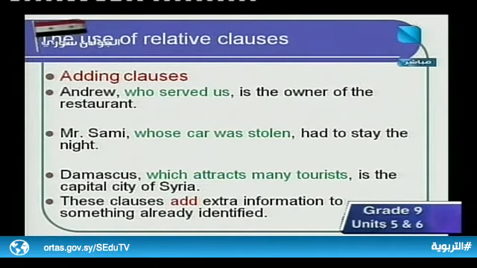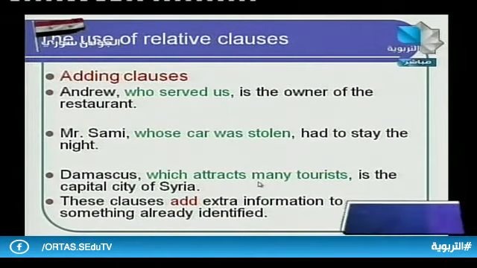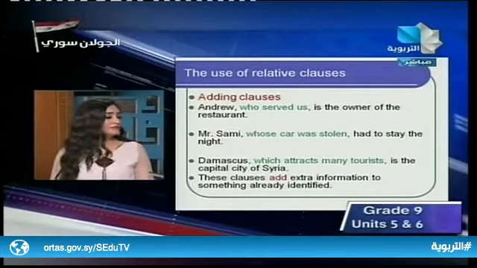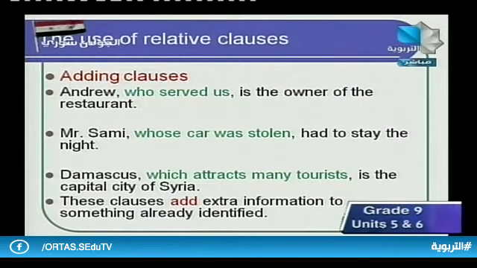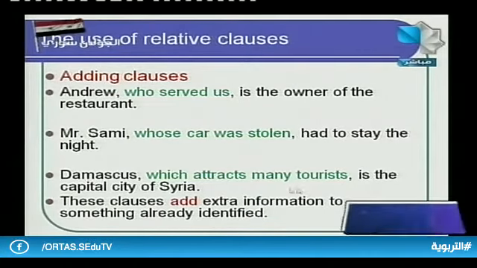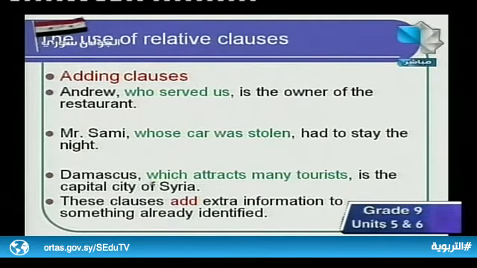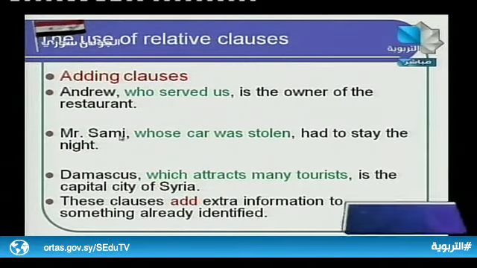to add information. Damascus, which attracts many tourists, is the capital city of Syria. All people all over the world know Damascus, so we are just adding information about Damascus, which attracts many tourists. If we omit this clause, we can say Damascus is the capital city of Syria, and the meaning is complete. These clauses add extra information to something already identified. So here we don't have any kind of identification. All these nouns are already identified.